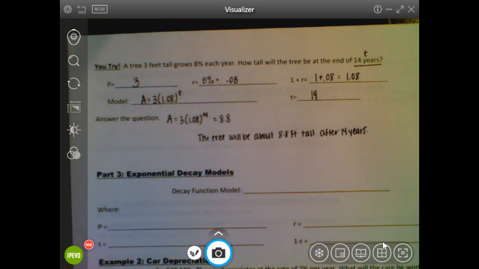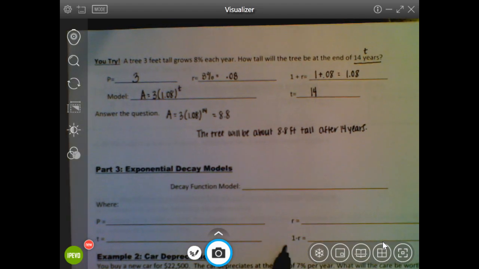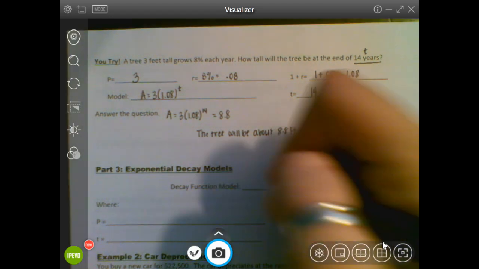Okay, so those are just some examples of exponential growth models, meaning that the value is going to be increasing. There are also exponential decay models where the elements are going to be kind of the same as what we talked about, but the only difference is that our b value is going to be a little bit different here.